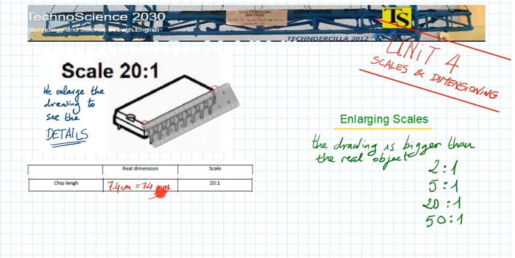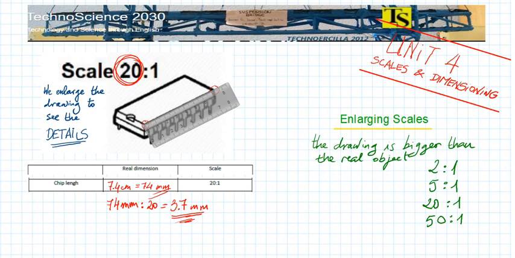Here, when you express the dimension, now you have to calculate the size. The real size is 74 millimeters divided by 20, which is the ratio of the scale. And when you do this, you get 3.7 millimeters. So this chip length is 3.7 millimeters. We have calculated the real size of this.